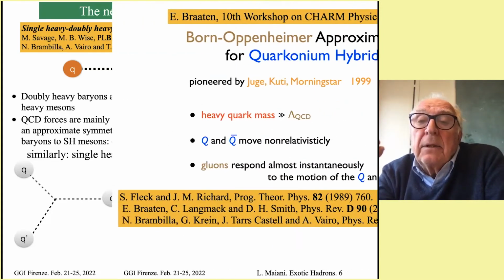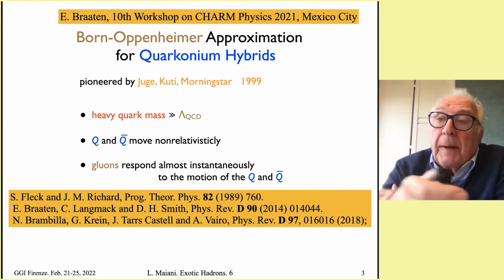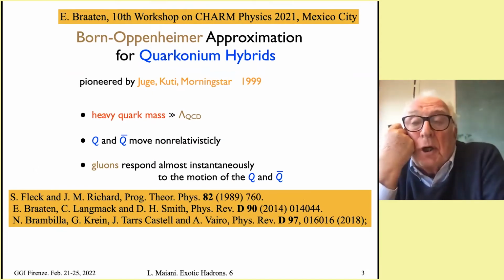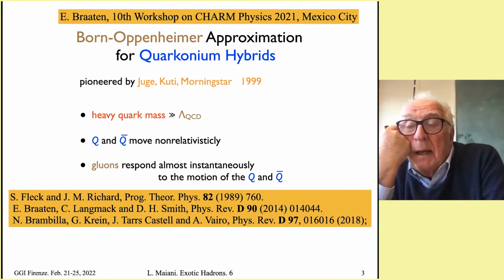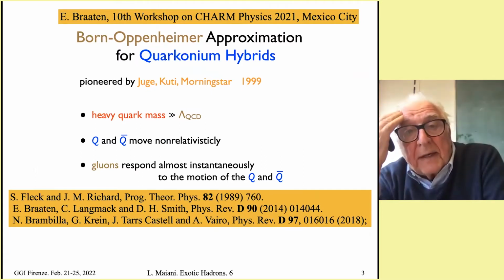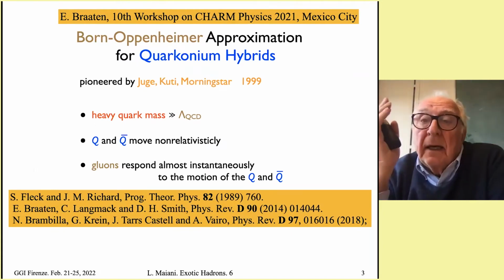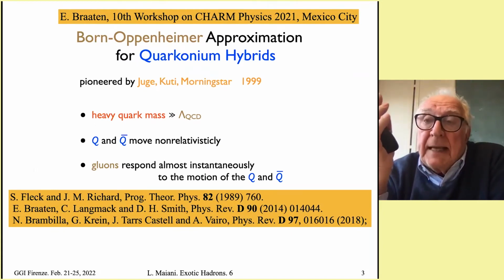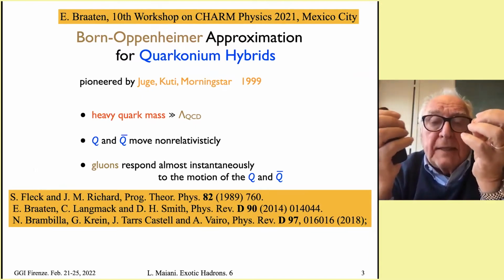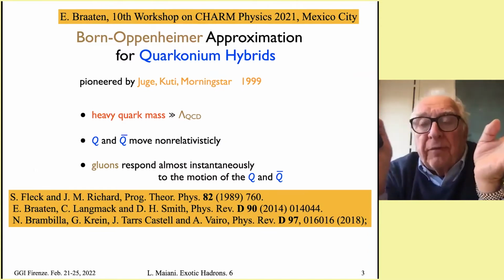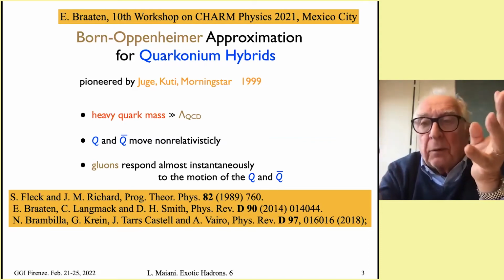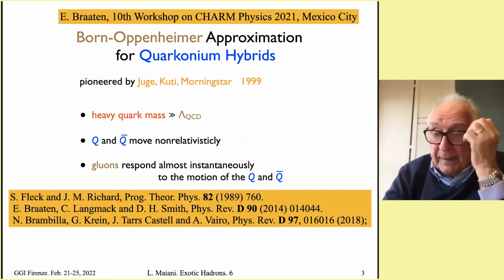In these cases, you can apply, as I said, the Born-Oppenheimer approximation. And there is another case in which the Born-Oppenheimer approximation has been proposed and studied. Here is a small list of references. It's the case of hybrid hadrons. That is, hadrons which have two c c-bar, and then you have only gluon fields. And you try to see whether there are configurations which are different from charmonium. This is the problem of hybrid hadrons.